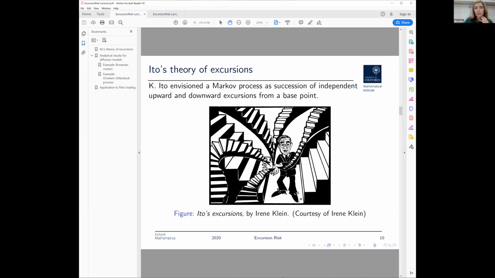Rama, there is a question in the chat. Yes. Okay. What's the justification that the waiting time follows an exponential distribution?